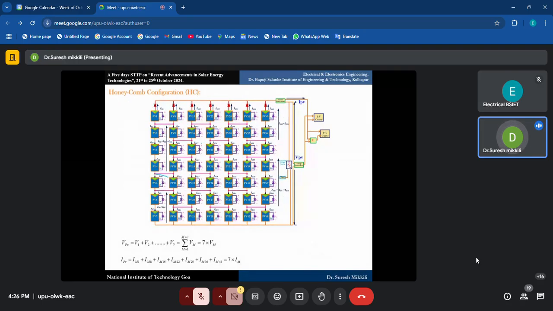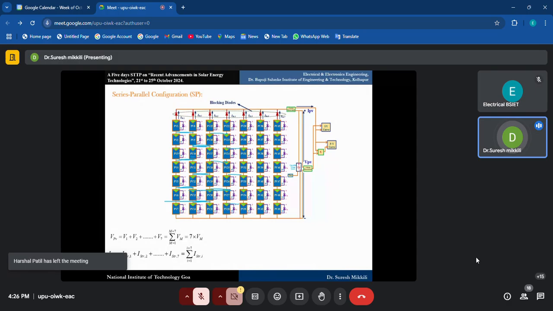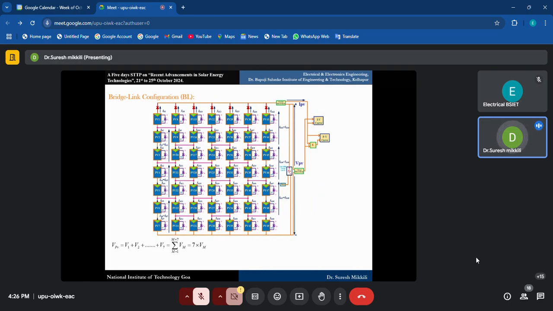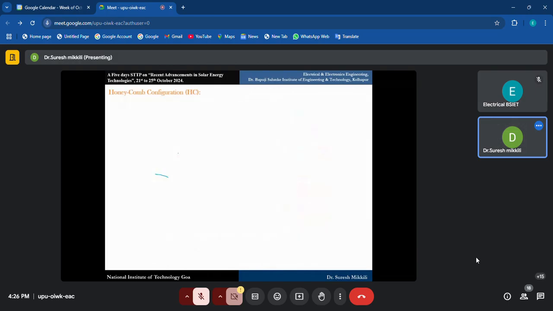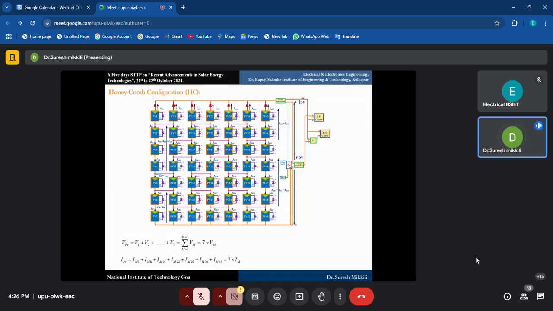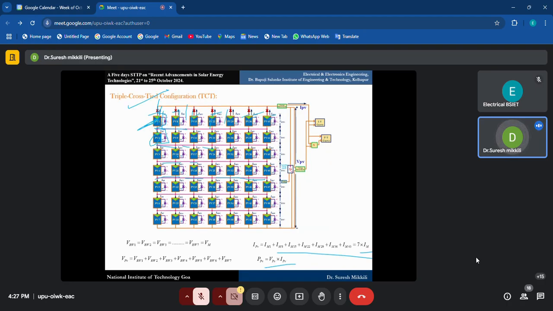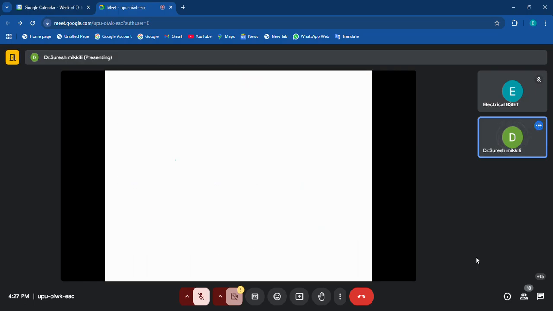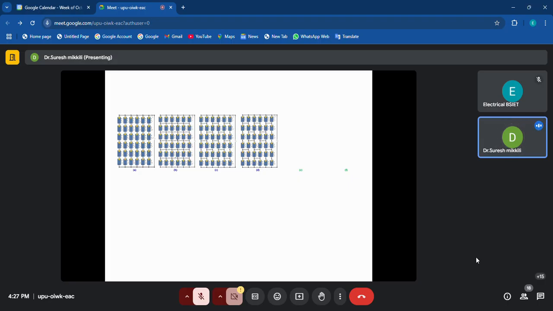So we have various configurations. If PV panels are there, they can be connected in series for high voltage, low current application. Parallel is the reverse application: low voltage, high current. Series parallel is medium voltage, medium current. Bridge link, honeycomb and TCT are also medium voltage, medium current. Power in all the cases is the same, but when shading conditions are there, TCT will give you the best performance compared to other configurations. Is it okay? Now, these are the basics. If you observe, first one series parallel, second TCT, next bridge link, next honeycomb.